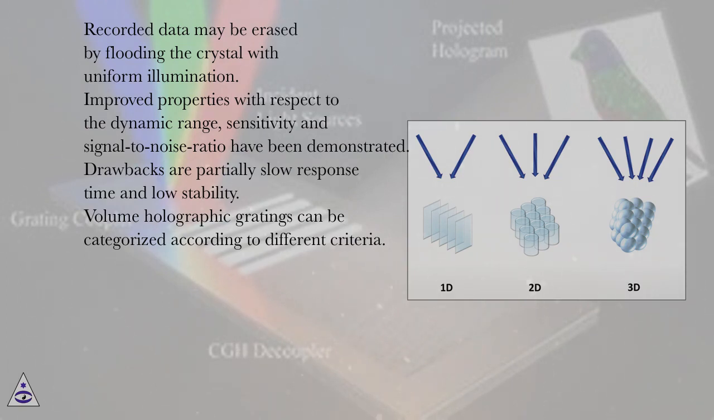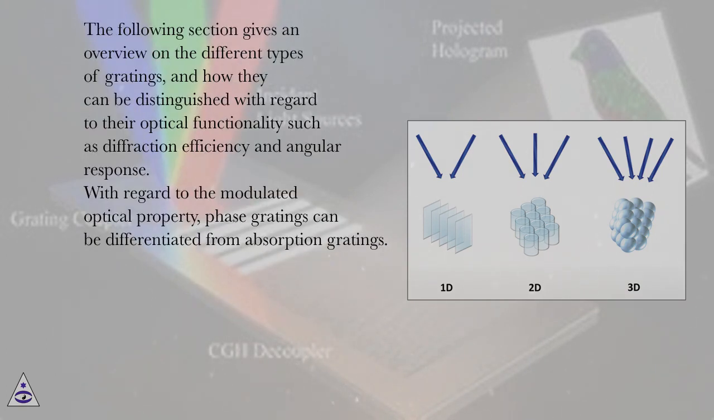Volume holographic gratings can be categorized according to different criteria. The following section gives an overview on the different types of gratings, and how they can be distinguished with regard to their optical functionality such as diffraction efficiency and angular response. With regard to the modulated optical property, phase gratings can be differentiated from absorption gratings.